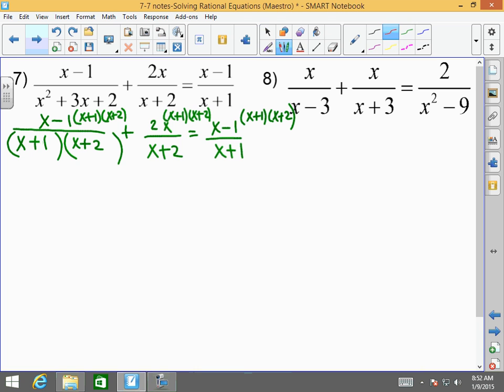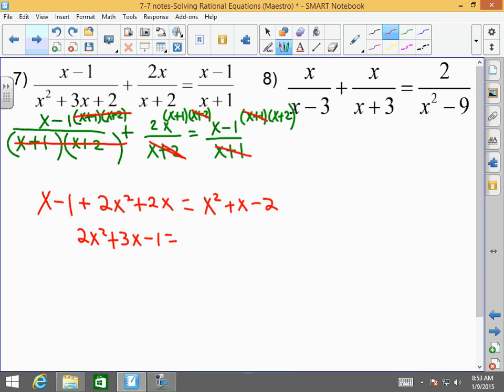All right. So the x plus 1, x plus 2 cancels each other out here, so I'm left with x minus 1. Here the x plus 2 cancels, so what am I left with? Remember, I got to distribute the 2x. No, 2x squared plus 2x, excellent. And then here the x plus 1 cancels, so I have to FOIL. x minus 1 times x plus 2. x times x is x squared, plus 2x minus x is plus x minus 2. Okay? Let's sharpen this up a little bit. This is 2x squared plus 3x minus 1 equals x squared plus x minus 2.